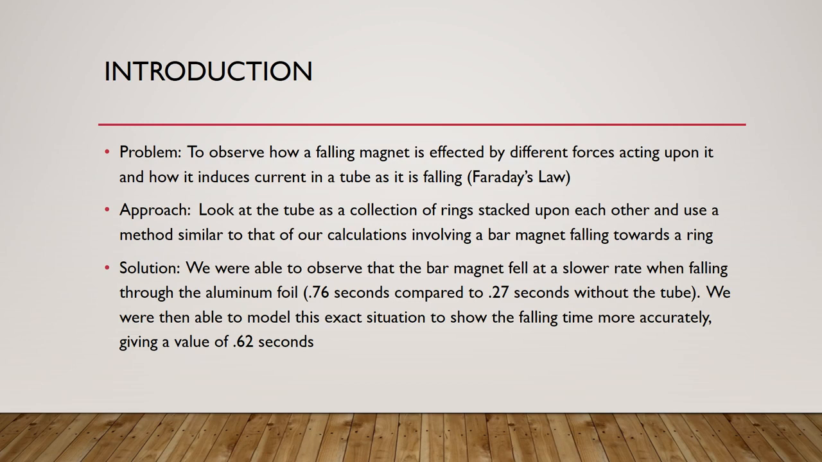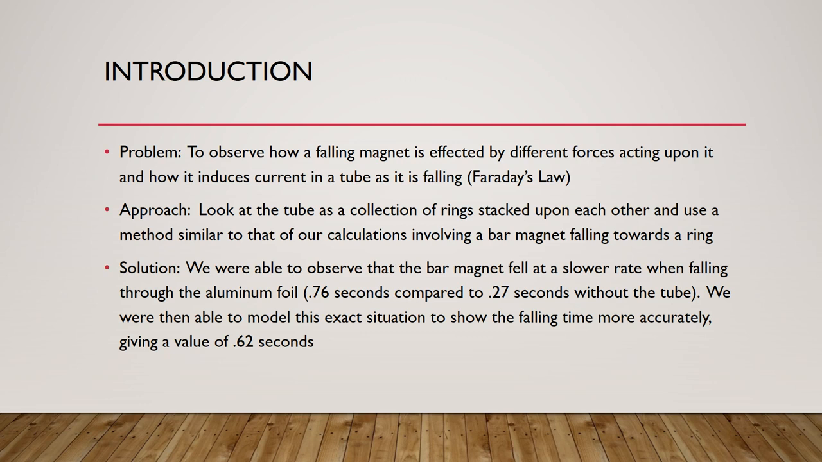In this lab, we were mainly focused on observing how a bar magnet fell in different situations, one being through an aluminum foil tube, and the other one being through a regular freefall. Our approach to this was to look at the tube as a collection of rings stacked upon each other to simplify calculations. And in the end, we were able to observe that the bar magnet fell at a slower rate when going through the aluminum foil at 0.76 seconds, compared to 0.27 seconds in regular freefall.